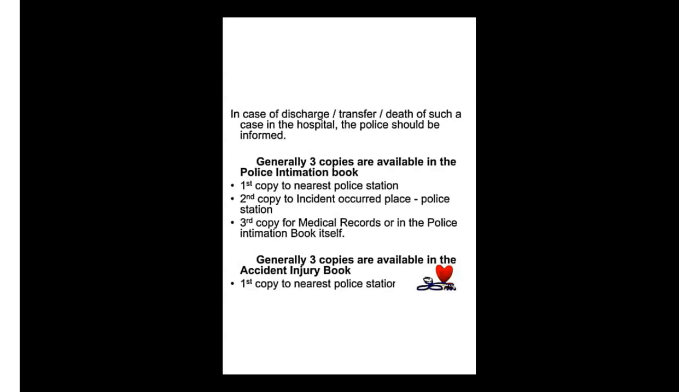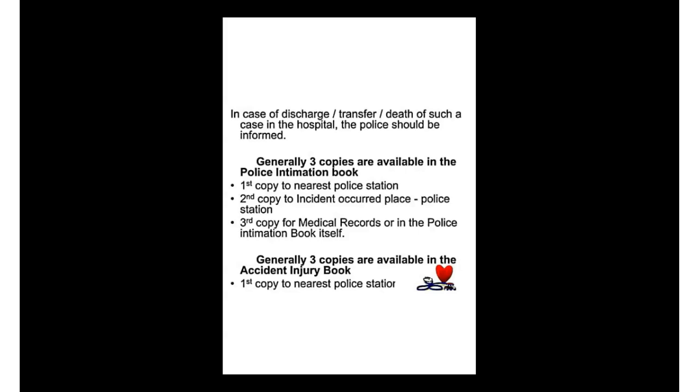Okay, so in case of discharge or transfer or death, such cases in hospital, the police should inform. Generally, three copies are available in the police intimation book. First copy to the nearest police station we have to do. Second copy to the incident where that particular thing has occurred. For example, that patient has been injured in some area of Dholakpur, that is a place in Delhi, or Delhi camp, you can say. But he has been admitted to AIHMS.